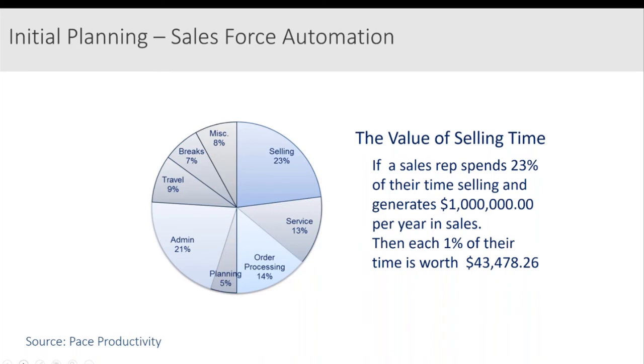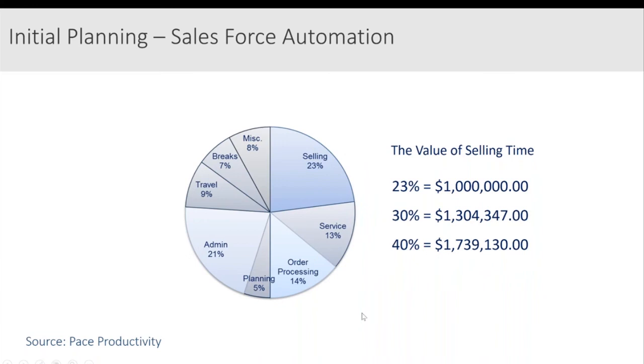Well, if we can work with the sales team and eliminate admin time, eliminate looking for information, eliminate trying to get access to information when I'm on the road, and make it easier for that rep, and they can increase that selling time to 30 or 40%, look at the number they should be able to generate and what they sell. If we can move them from a $1 million a year producer to a $1.7 million a year producer.